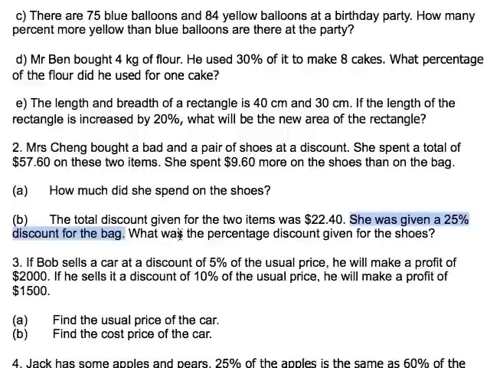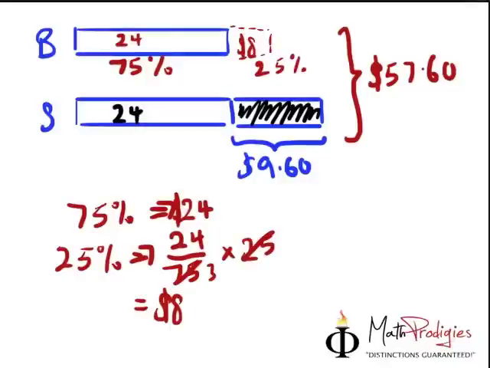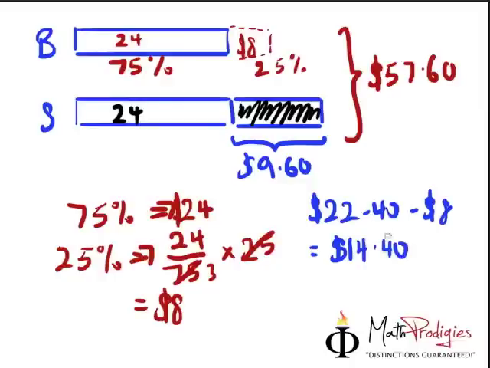But the question says that she was given a total discount of $22.40 for the two items. So $22.40 is the discount given for the shoes as well as for the bag. So $22.40 minus $8 is going to give you the discount given for the shoes, which is $14.40, correct?